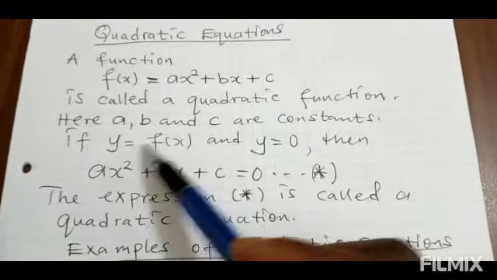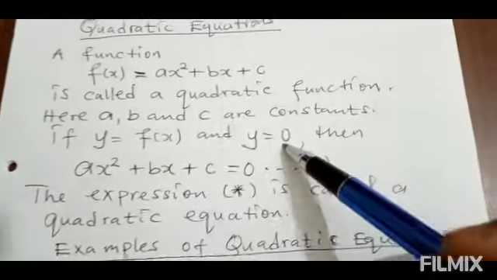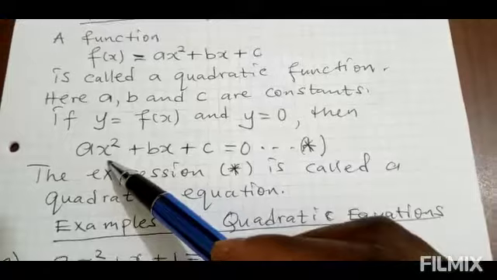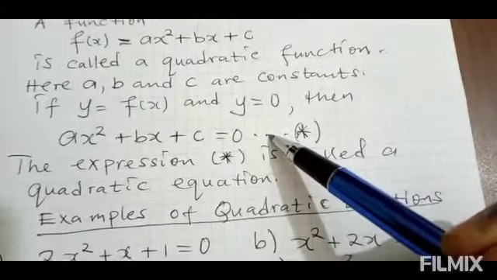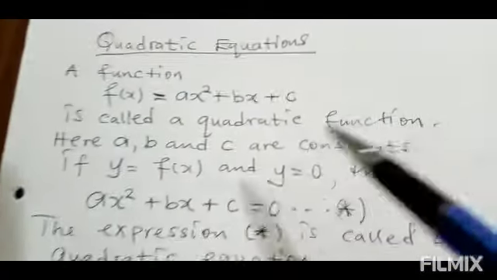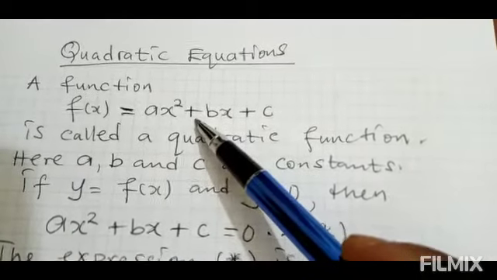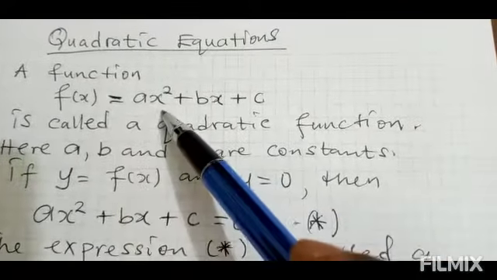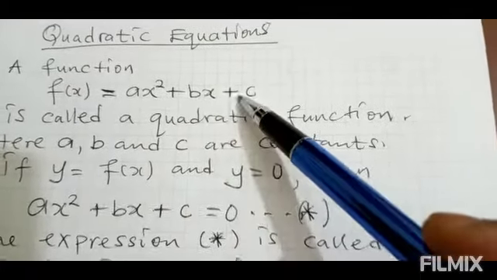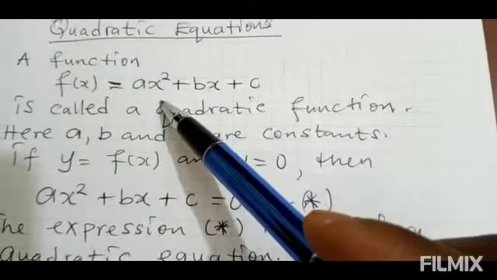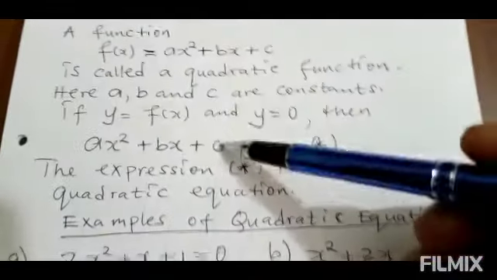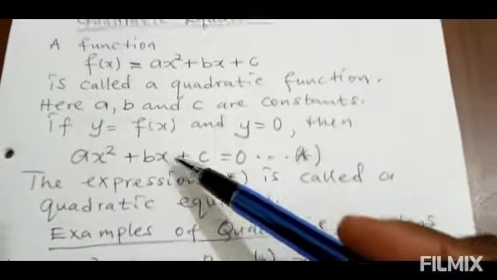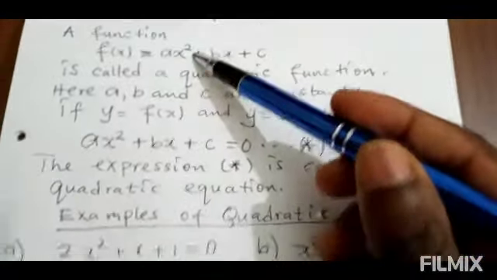Let's say if y is equal to f of x and y is equal to 0, then we have ax squared plus bx plus c is equal to 0. And this kind of expression is what we call a quadratic equation. Look here, this is a quadratic function because f of x is equal to ax squared plus bx plus c, or y is equal to ax squared plus bx plus c. This is a function. But when f of x is equal to 0, or when y is equal to 0, this expression becomes a quadratic equation. This is a quadratic equation. This is a quadratic function.